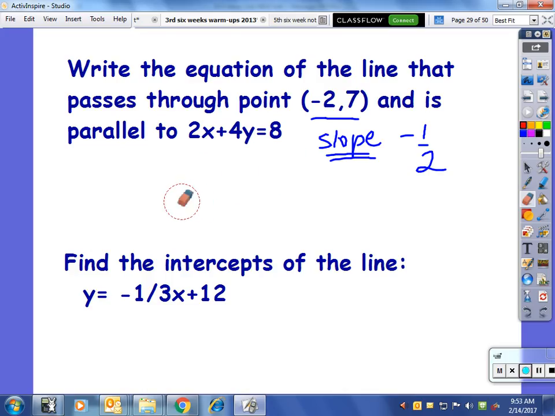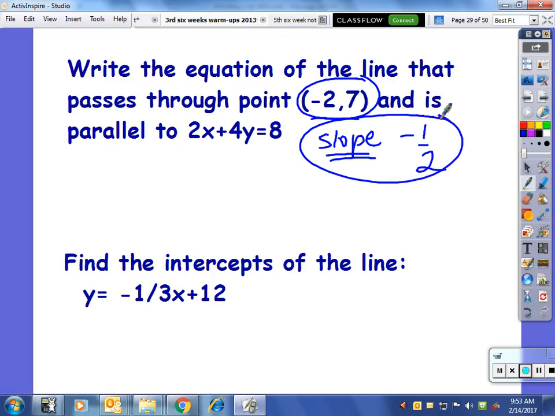Okay, so that was my first step, figuring out what the slope is. What am I missing now? Okay, well, what do I not know? The y-intercept. I have a point and I have a slope. So this is definitely a skill you got to have. I have to find the y-intercept.